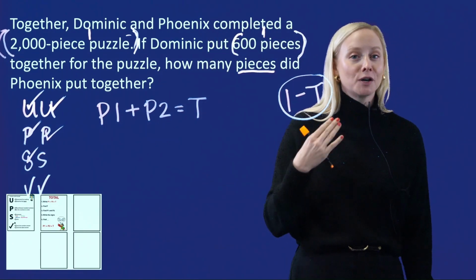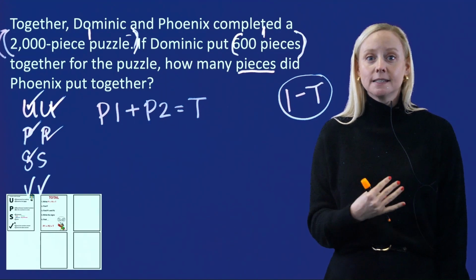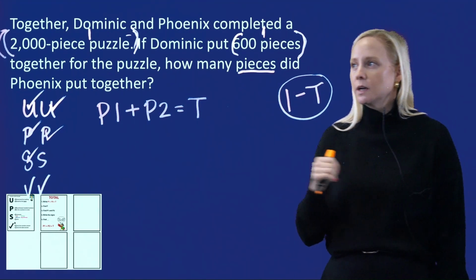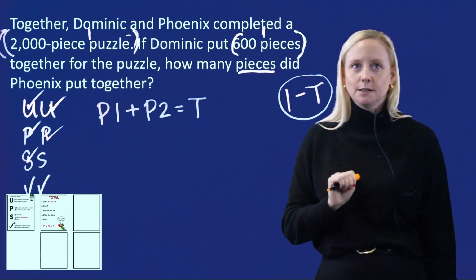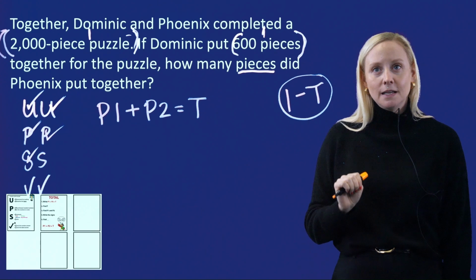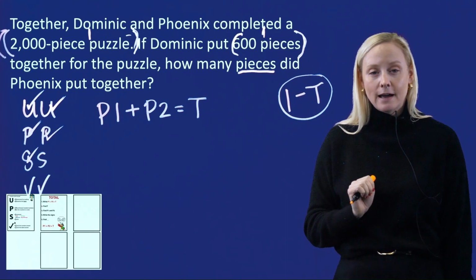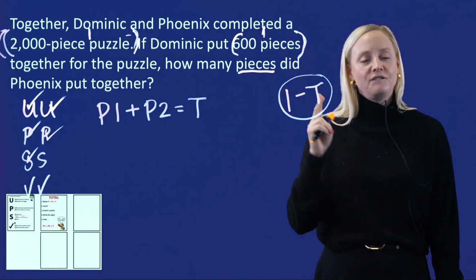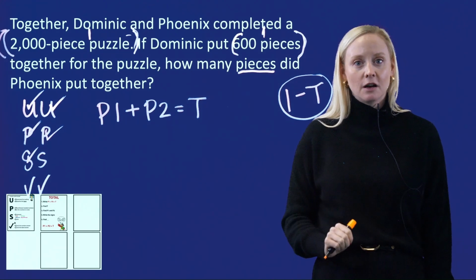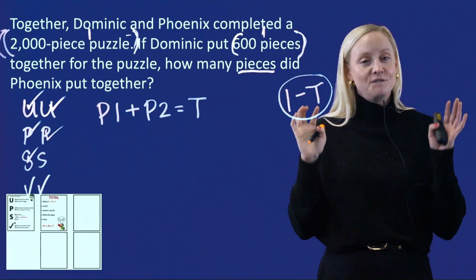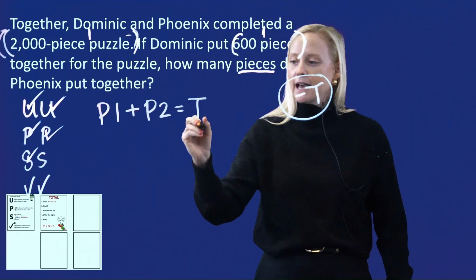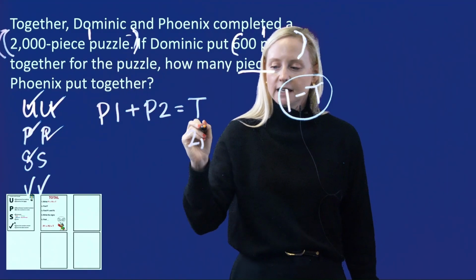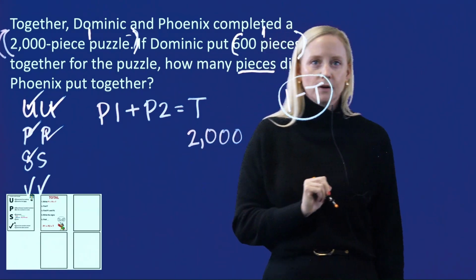Now sometimes our total is given, sometimes it's missing. Let's look back at our story. It says, together Dominic and Phoenix completed a 2,000 piece puzzle. Now that doesn't mean that Dominic completed the puzzle by himself, and that doesn't mean that Phoenix completed the puzzle by herself. It means that Dominic and Phoenix completed the puzzle together. So the 2,000 is actually our total. This is an example where our total is provided.